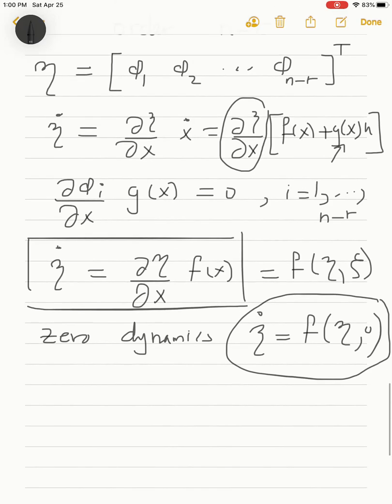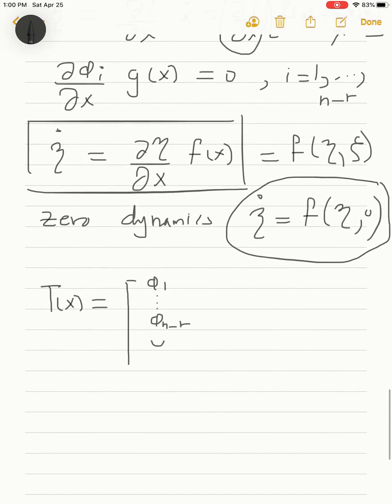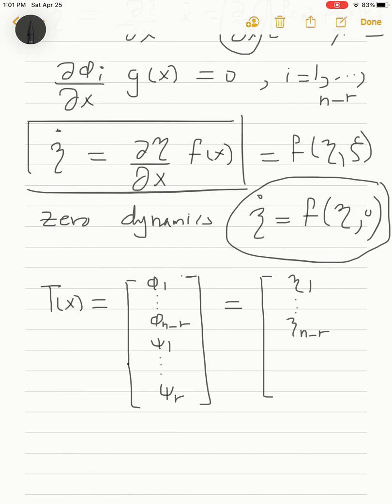Now we end up with a diffeomorphism that transforms the system from x to the new coordinates. Let's call the diffeomorphism T of x. That will be composed of the functions phi 1 up till phi n minus r and psi 1 up till psi r, where we define this as eta 1 up till eta n minus r and zeta 1 up till zeta r. So these will be the state variables, and I'm going to call the whole state variable, say, z.